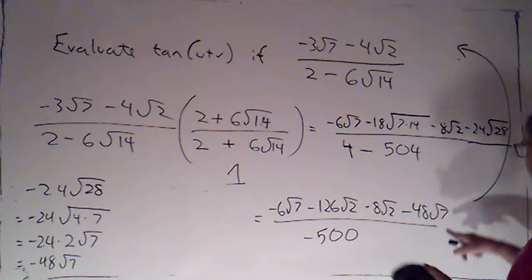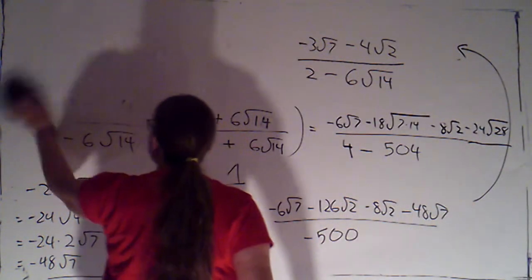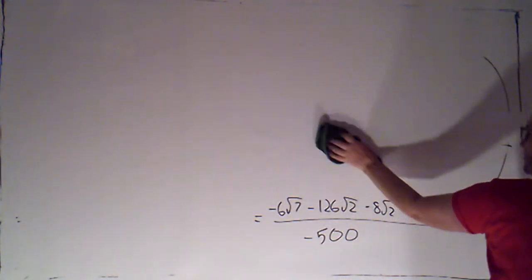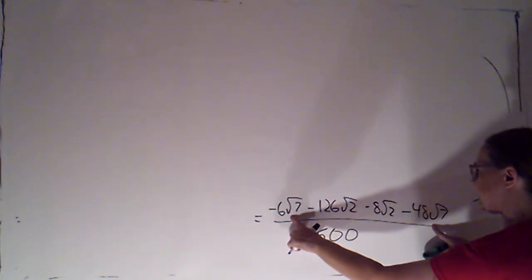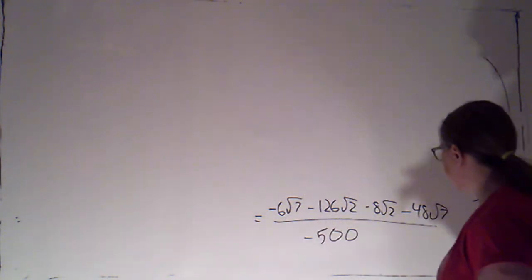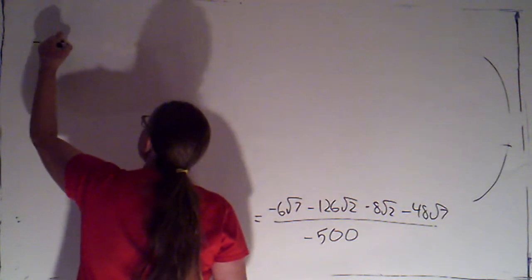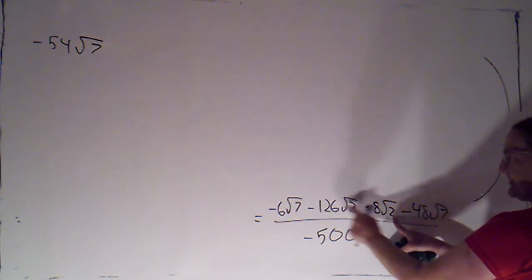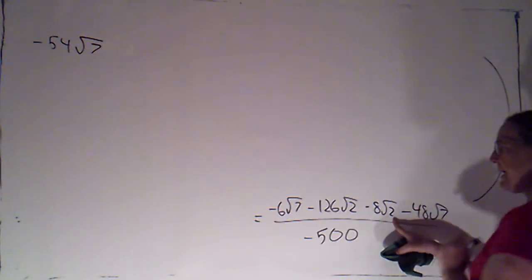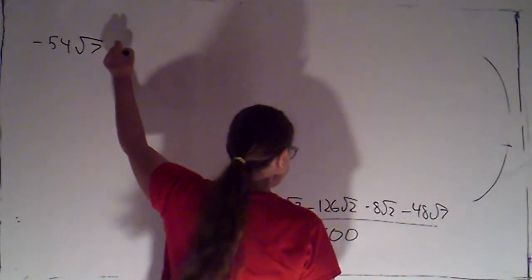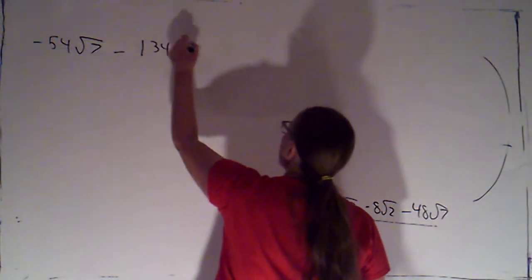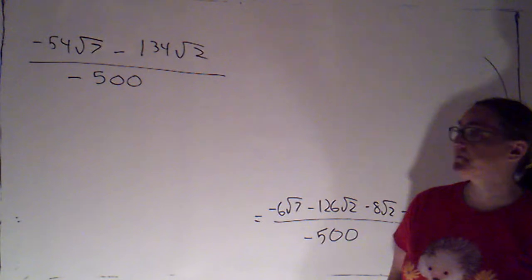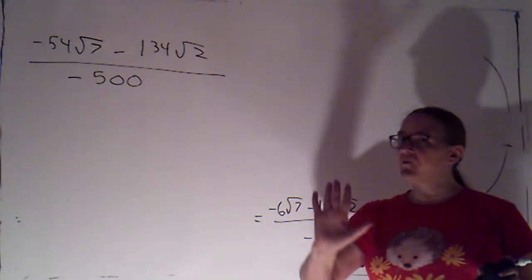Okay, so let me just keep this. I'm going to erase the rest of the board here so that we've got some room to work. So if I combine the number of root 7s that I have, see, negative 48 and negative 6, that's going to be negative 54 root 7. And then the number of root 2s that I have. Here I have negative 126 of them, here I have negative 8 of them. That's going to be minus 134 root 2's all over negative 500. We're almost there, but we're not done.